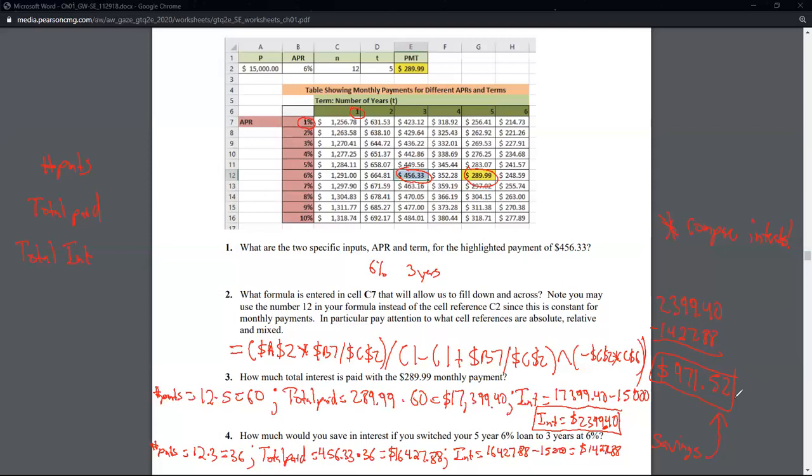So we have done 1 through 4 together. I need to clear my screen, unfortunately. Remember, you can always go back to YouTube and pause if you don't get to writing something down.